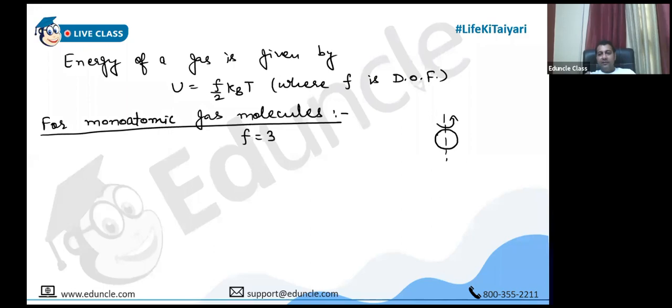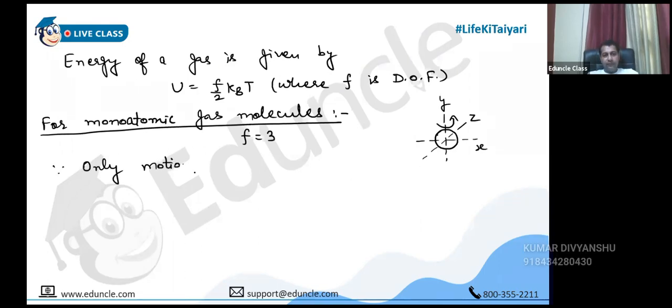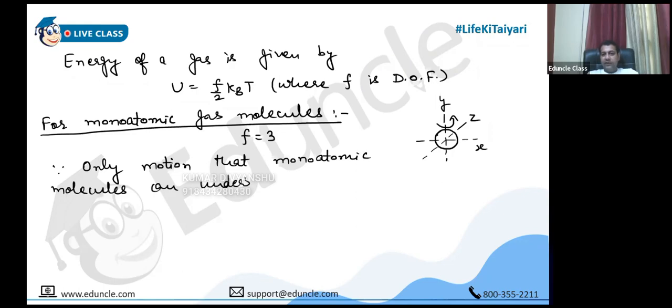So you can try it by rotating through any axis, x, y, z, any axis. You are not able to notice any difference between the initial position and final position. So it is not capable of rotating. So the only motion associated with the monatomic gas molecule is translation. Is it clear to everyone?